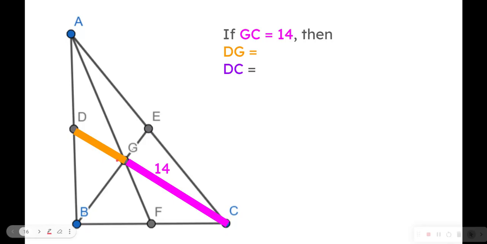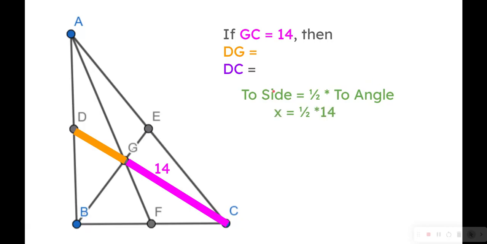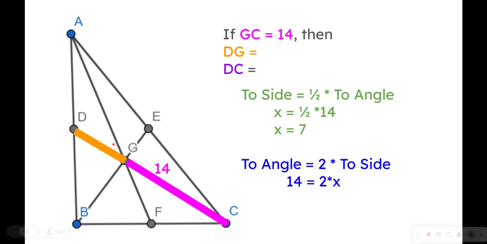So I'm going to look for the formula again, centroid to the angle and centroid to the side. This is one of the formulas I gave you. The 14 is going to the angle, so I'm going to put the 14 on this side and x over here. And I have x equals 1/2 times 14. To solve this, you just actually take half of 14, so x equals 7. And it makes sense that this is the smaller one because, well, it's smaller than 14.